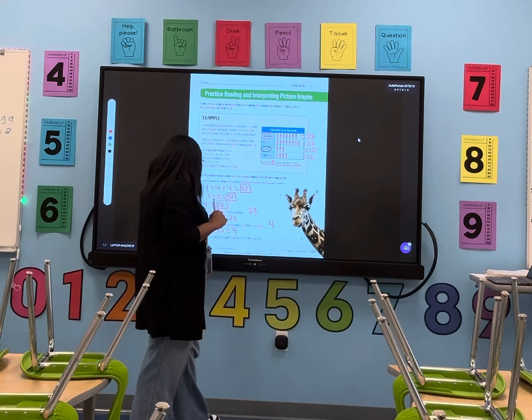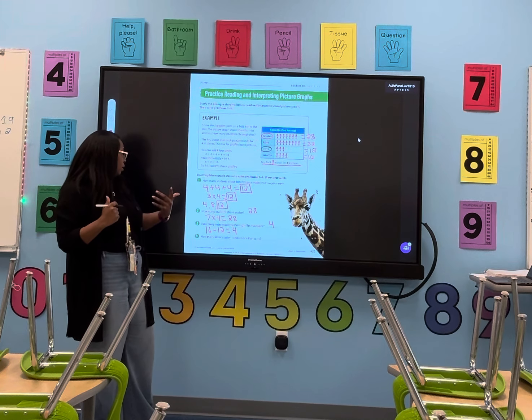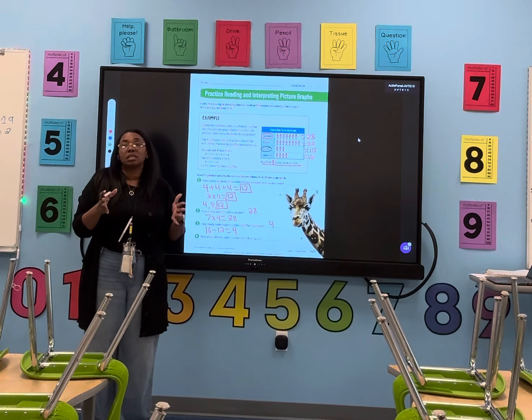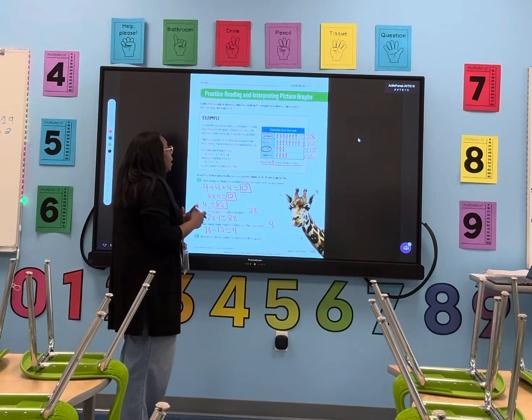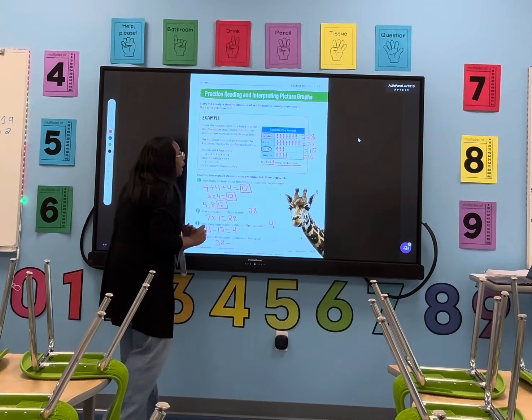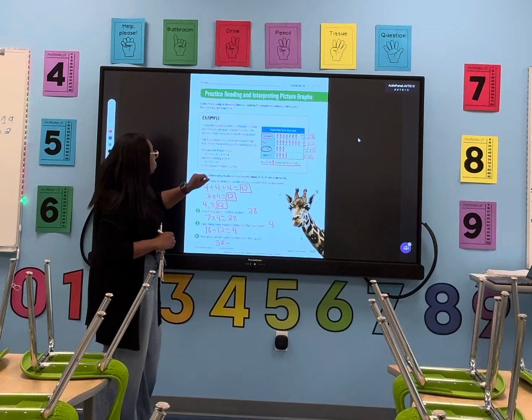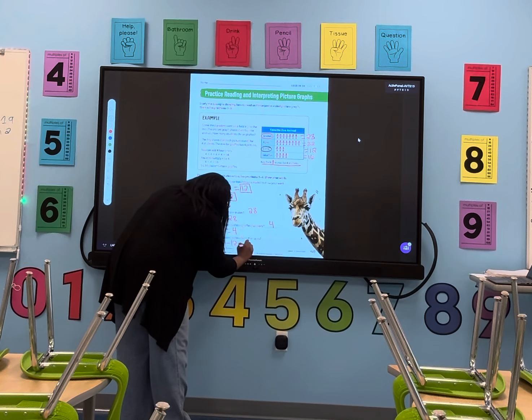And they want to know how many fewer students chose lions than apes. So again, this is going to be another subtraction problem so we can figure it out. So I'm going to take my apes, which is 32, and I'm going to subtract the lions, which is 12, and 32 minus 12 is going to equal 20.